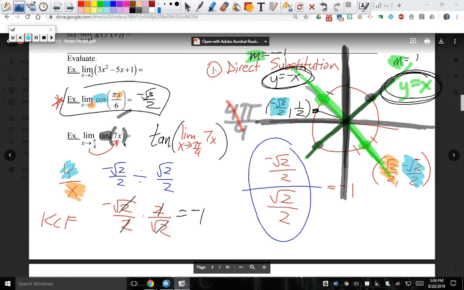Okay? If you recall back from pre-cal, the tangent function was like this, with a bunch of vertical asymptotes that existed in between. Okay? I know that's a lot of stuff. Any questions? Okay. So here we go.